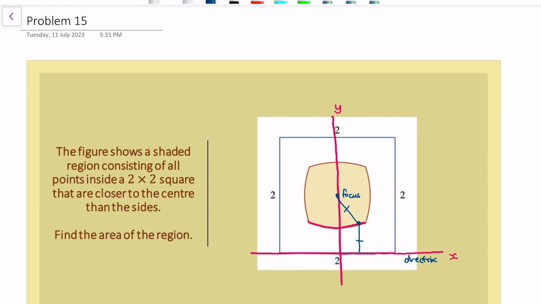And when we say distance to a line, the directrix, which happens to be the x-axis in this case, is a line, we mean perpendicular distance. Okay, so those two things are true.